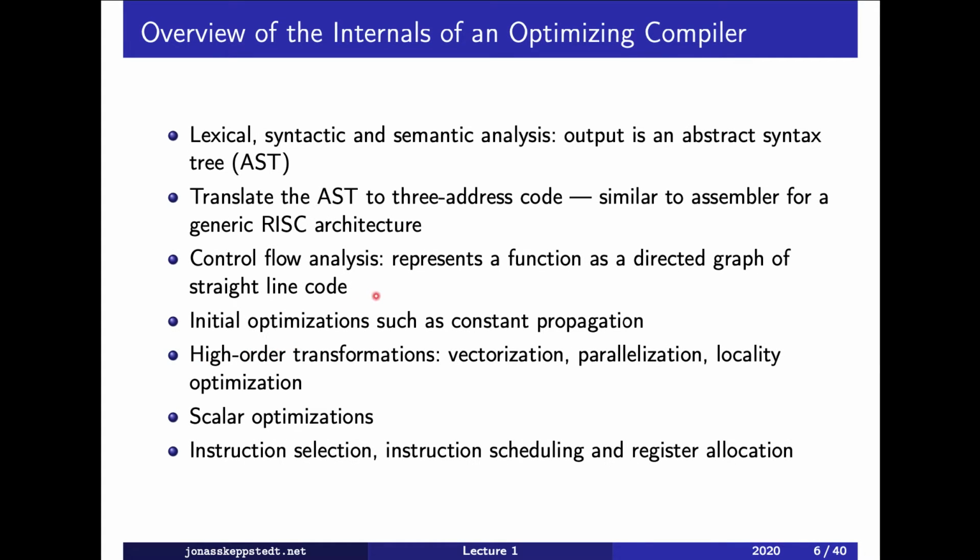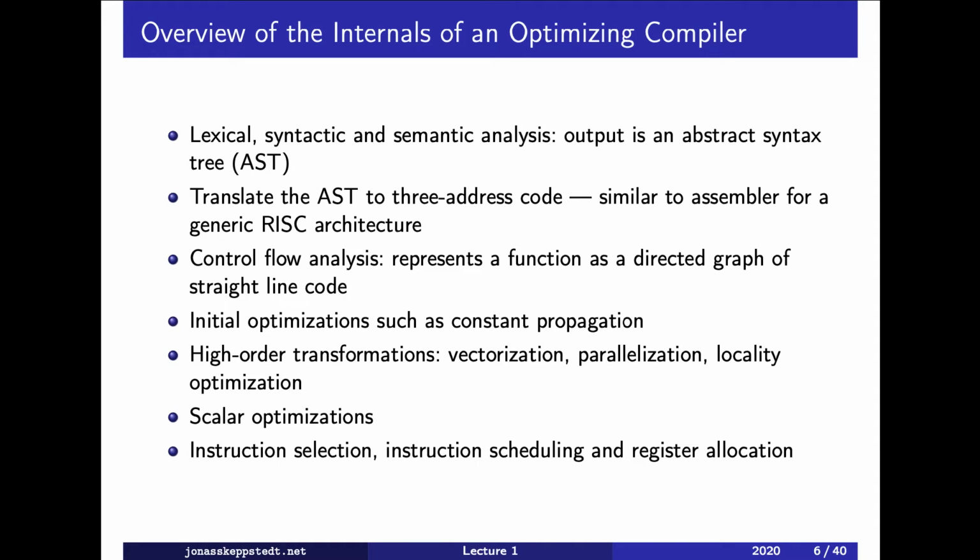Okay, so when we have analyzed this, we do initial optimizations, such as constant propagation. Constant propagation means expanding constants and putting them where they can be used. We will see that later. When we have done constant propagation, we may, for instance, know the bounds of a for loop. I mean the lower bound and the upper bound.